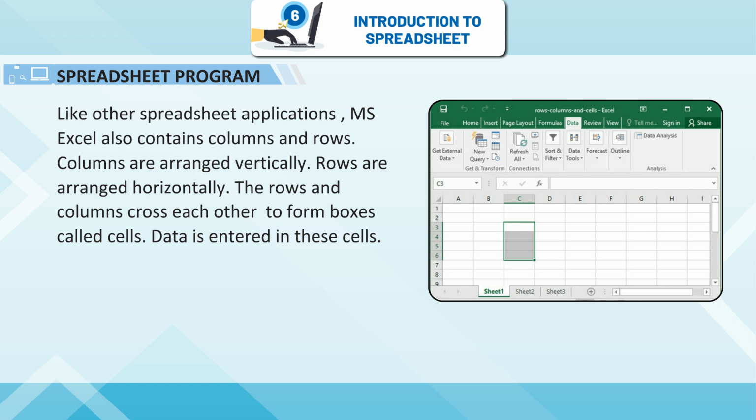Following is a window of MS Excel. Like other spreadsheet applications, MS Excel also contains columns and rows. Columns are arranged vertically, rows are arranged horizontally. The rows and columns cross each other to form boxes called cells. Data is entered in these cells.